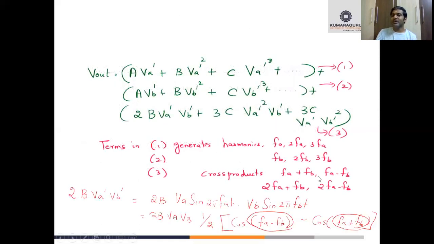Okay, because two frequency components are overlapping, that is a kind of distortion. If your cross product is desired, you call it modulation. If the cross product is not desired, this effect is called intermodulation distortion.